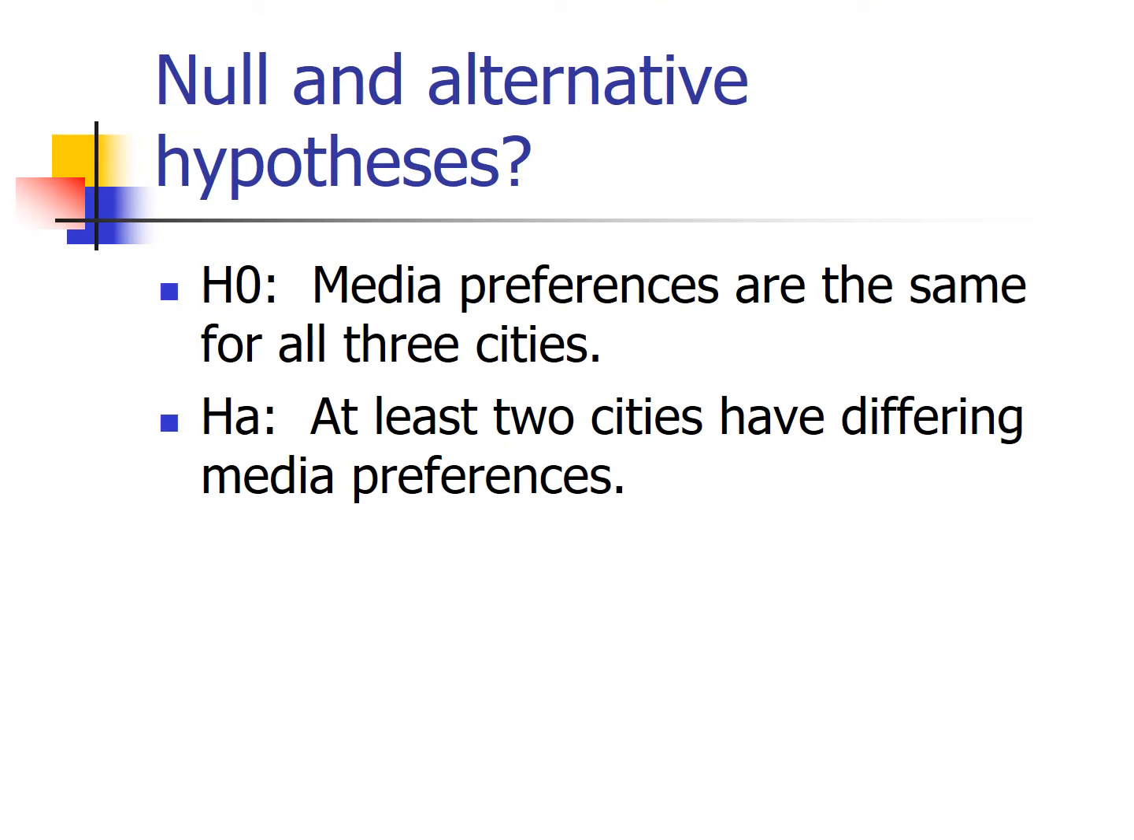So just kind of formalizing it, taking what I've just said, what I've just verbalized, and writing it down for us to see with our eyes. For those of us that are more visual learners than audible learners, our null hypothesis is that media preferences are the same for all 3 cities. The alternative is at least 2 cities have differing media preferences.